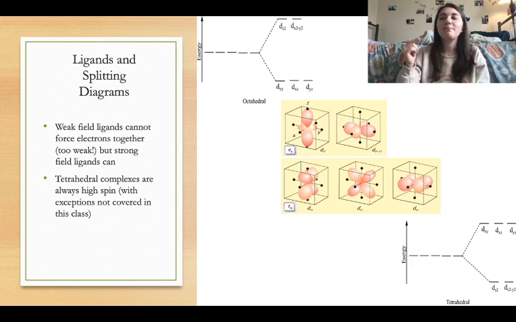Cannot be low spin, cannot be strong field. That's because, like I said, there are a few exceptions, but it's mostly because those 4 ligands do not interact the same way as the 6 ligands do. But I'm not going into all of that. It's too much information overload.